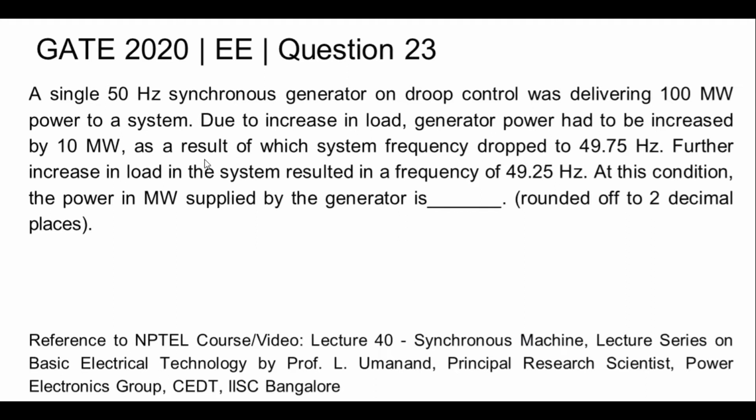Hello everyone, this question is from GATE 2020 Electrical Engineering. A single 50 Hz synchronous generator on droop control was delivering 100 megawatt power to a system.